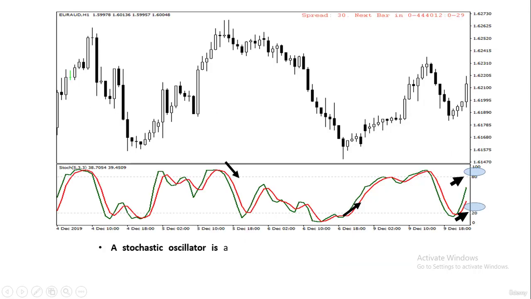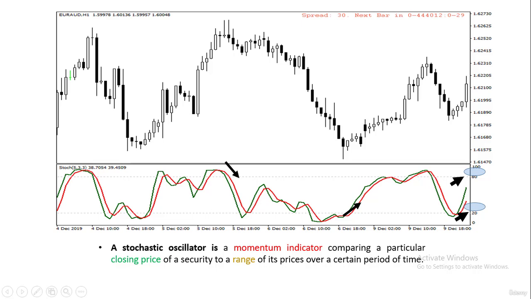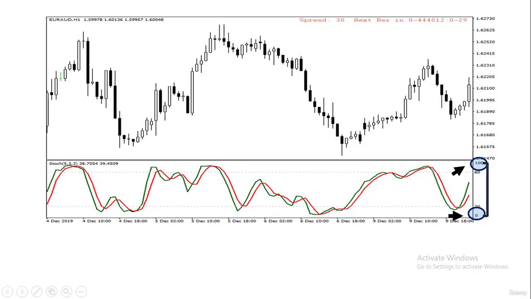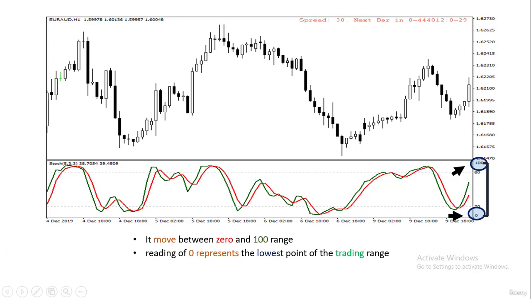The stochastic oscillator is a momentum indicator comparing a particular closing price of a security to a range of its prices over a certain period of time. This is a popular technical indicator for generating overbought and oversold signals. It gives readings that move between 0 and 100 to provide an indication of a security's momentum. The stochastic readings are essentially a percentage expression of the security's trading range over a given period of time. A reading of 0 represents the lowest point of a trading range. A reading of 100 indicates the highest point of the trading range.